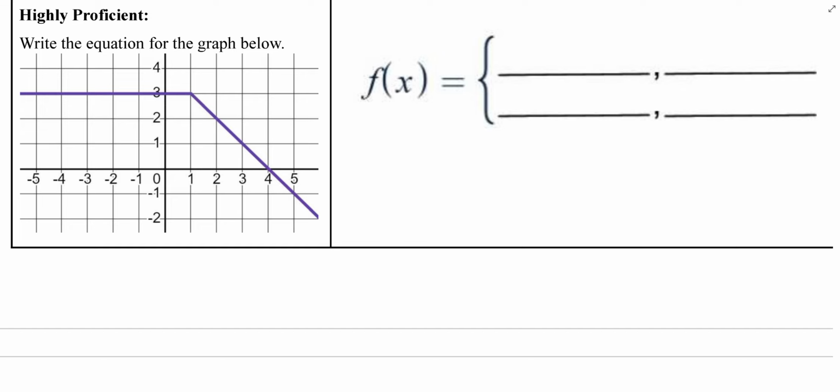Welcome. This video is about piecewise functions. This is at the highly proficient level, and they're asking us to write the equation for the graph below.